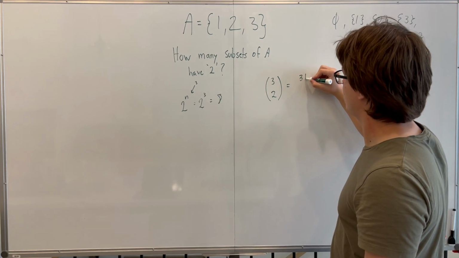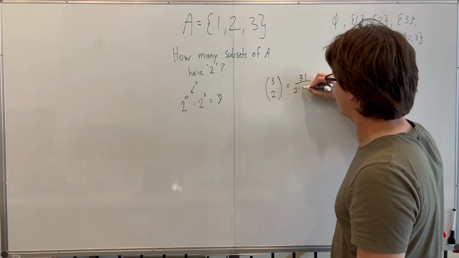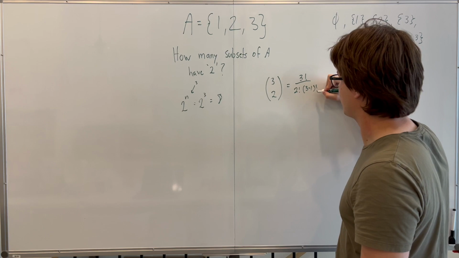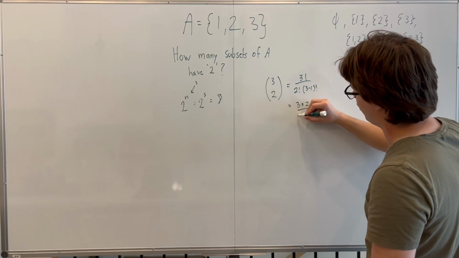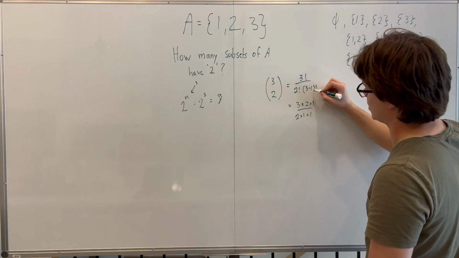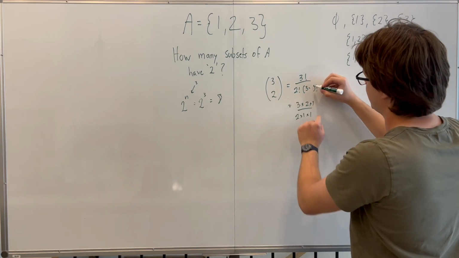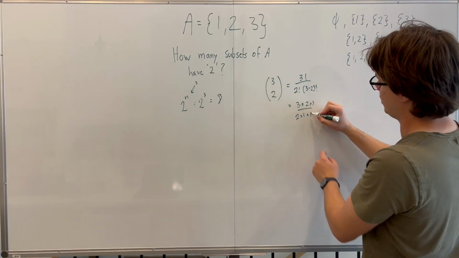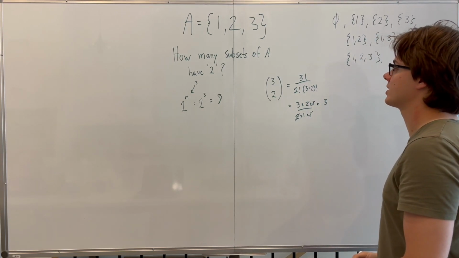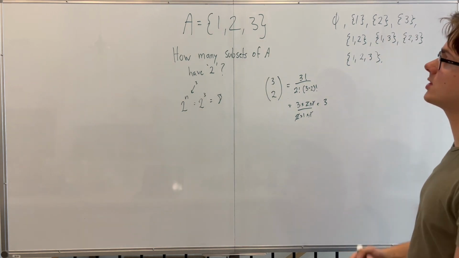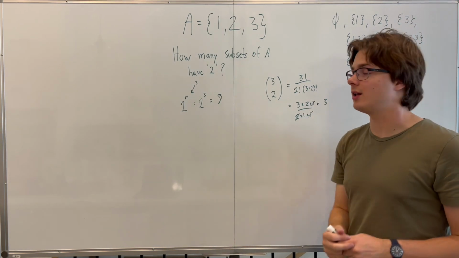Which is going to equal 3 factorial over 2 factorial times 3 minus 2 factorial, which is really just going to equal 3 times 2 times 1 over 2 times 1 times 1, because 3 minus 2 is going to be 1. So then you notice the 1 cancels, the 2 cancels, and you're just going to get 3 over 1, which is 3. So yes, there are 3 subsets of A that have 2 elements.